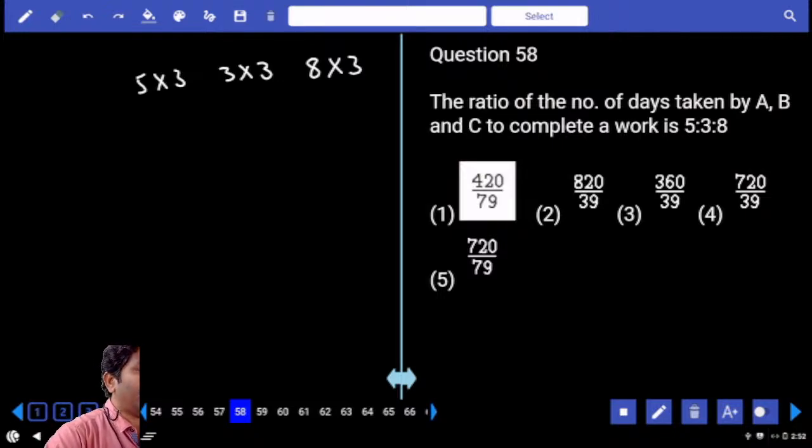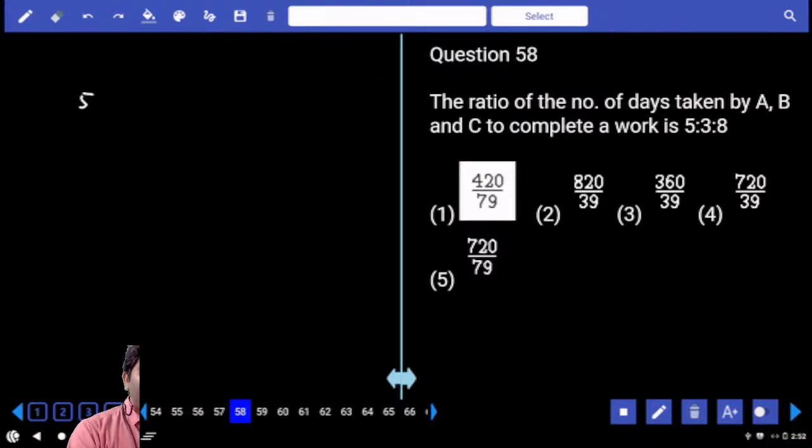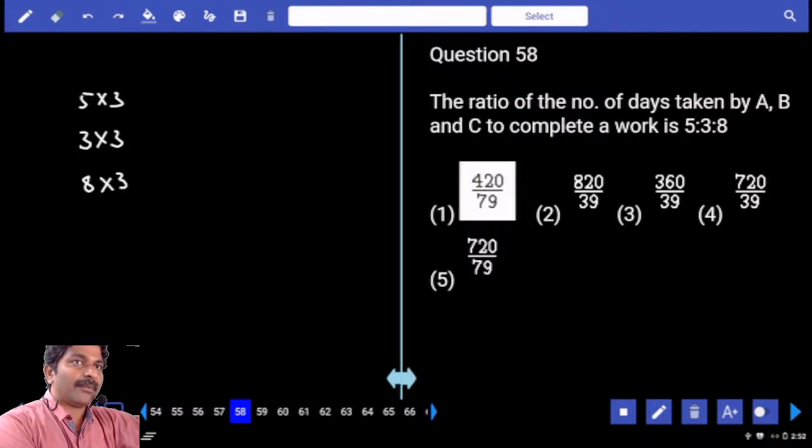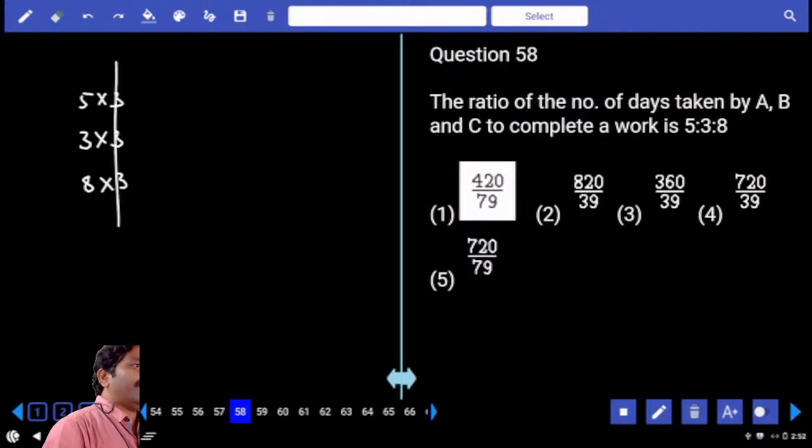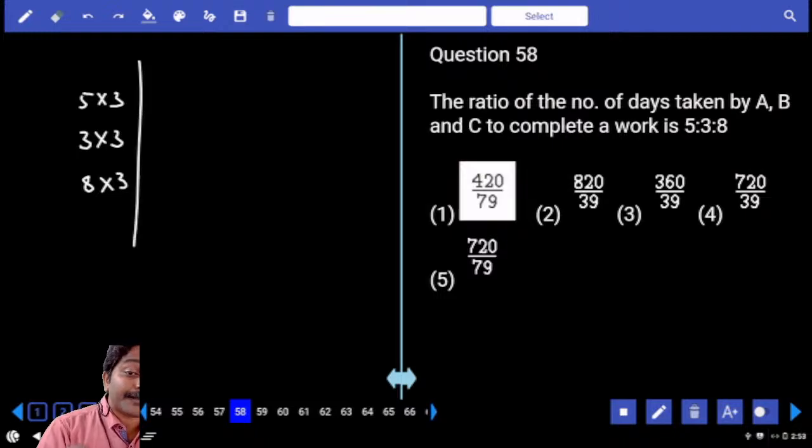Right. Next. Then in how many days all together will take to complete the whole work with their 50% of efficiency? First one takes 5 into 3. Next one 3 into 3. Third one 8 into 3. First of all 3 is common, right? If you want to take LCM, first take 3 common. 5, 3, 8. All are co-primes to each other. LCM is product. 5 into 3, 15. 15 into 8, 120. Already 3 taken common. So 3 into 120.